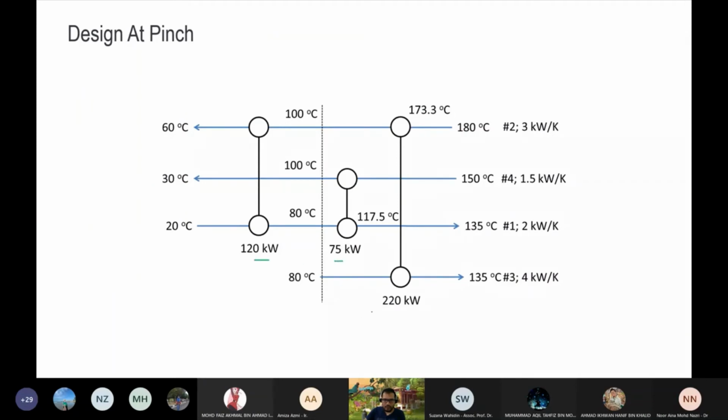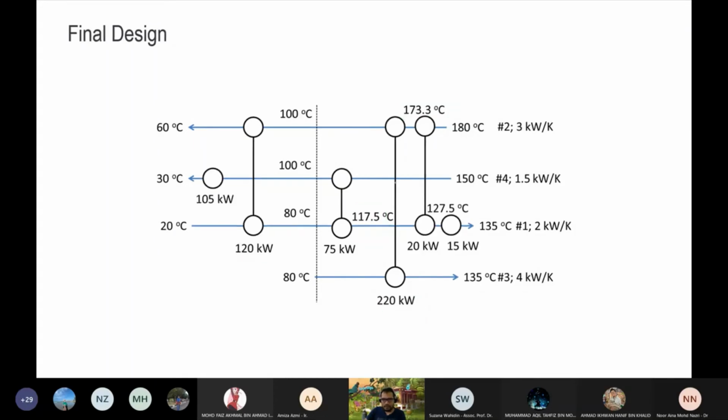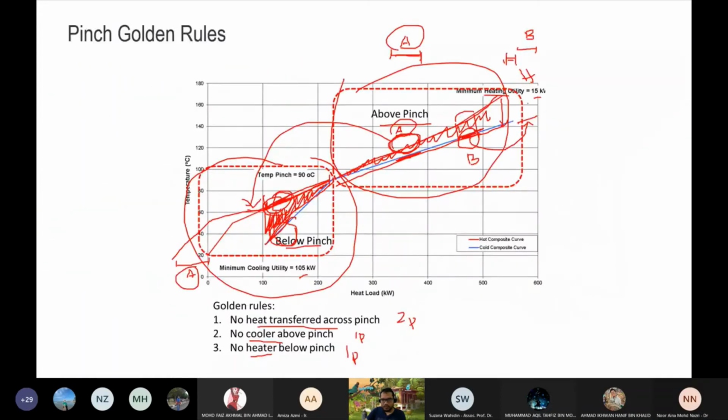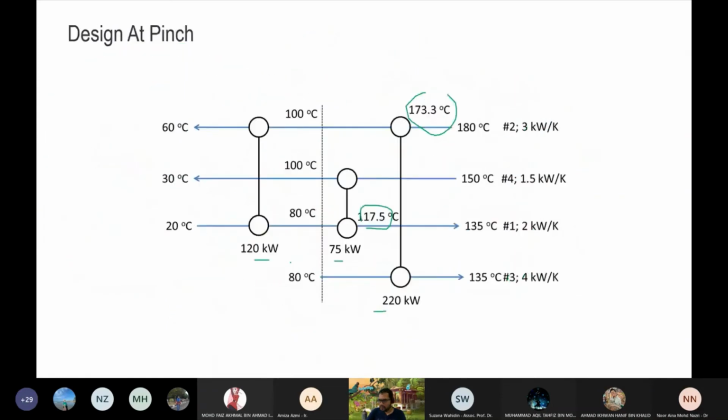You can also calculate the outlet temperature, and then the rest, for example, this one is the additional one. So this is the rest that we can do as much as possible, and then we get the heater over here 15 kilowatts, and then the cooler over there 105 kilowatts. So this 105 kilowatt and 15 kilowatt is exactly the same as what we foresee in the targeting phase. So that's how we design this.